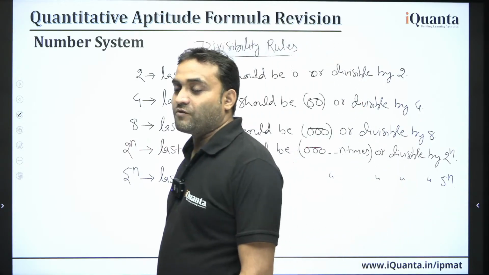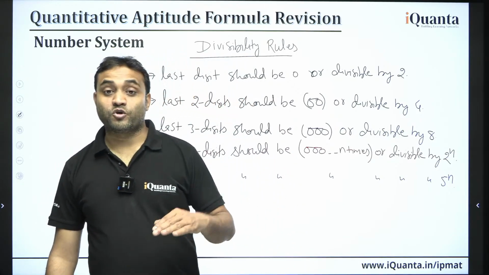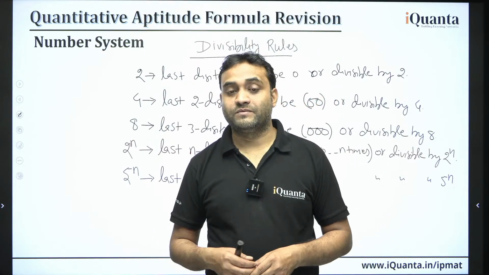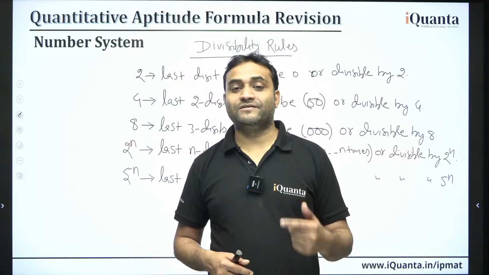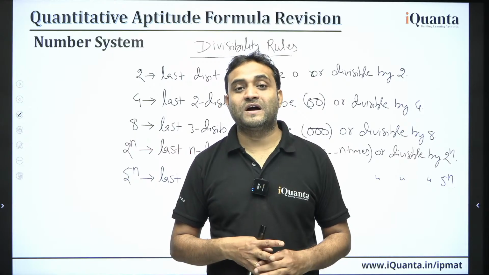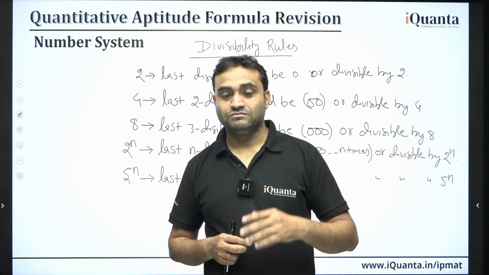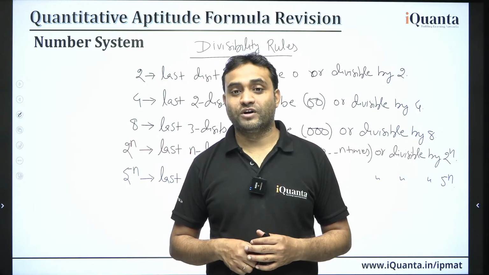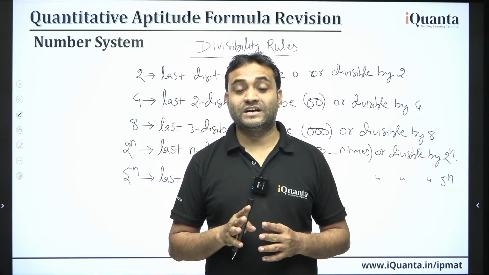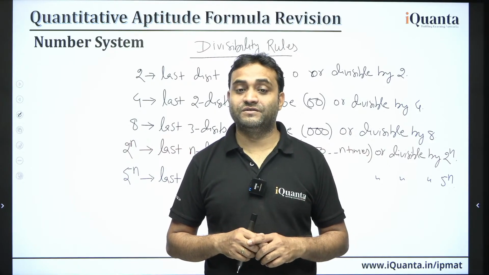Means what is the divisibility rule of 5? Last digit should be 0 or 5. What is the divisibility rule of 25? So last two digits should be 00 or multiple of 25. It can be 25, 50, 75. So what is the divisibility rule of 125? 125 is 5 to the power 3. So last three digits should be 000 or it should be a multiple of 125. Means it should be 125 or 250 or 375 or 500, 625, 750, 875, like this.